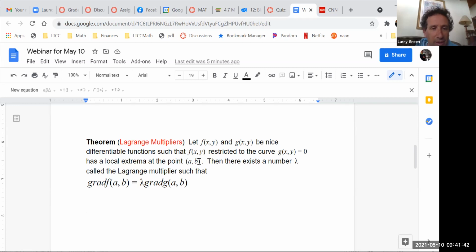Any questions on this big theorem before I jump into an example? Okay, one more question for you. Of all fields, which field do you think uses this the most?